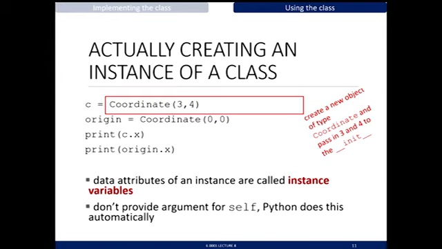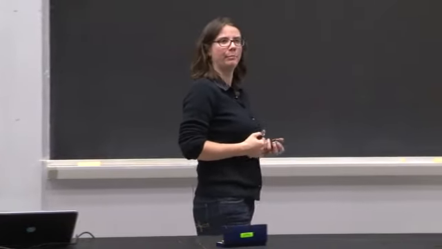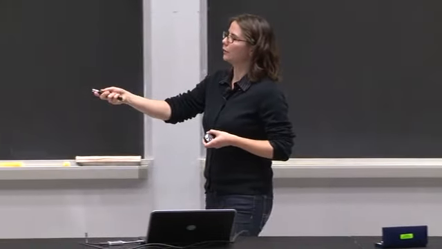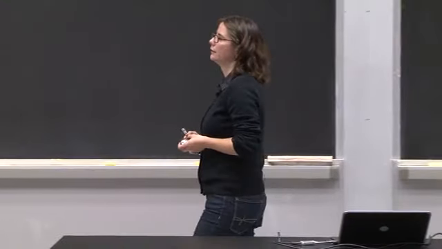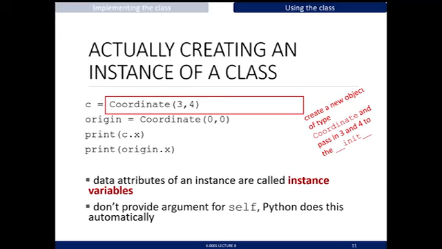We can access the data attributes using this dot notation, and we've seen that before, right? When we've worked with lists, we'd say something like l.append, right, when we create a list. So the same dot notation can be used with your own objects in order to access data attributes. So here, this is going to print 3 because the x value for object c is 3, and the next line, print origin.x, is going to print 0 because the x value for the object origin is 0.